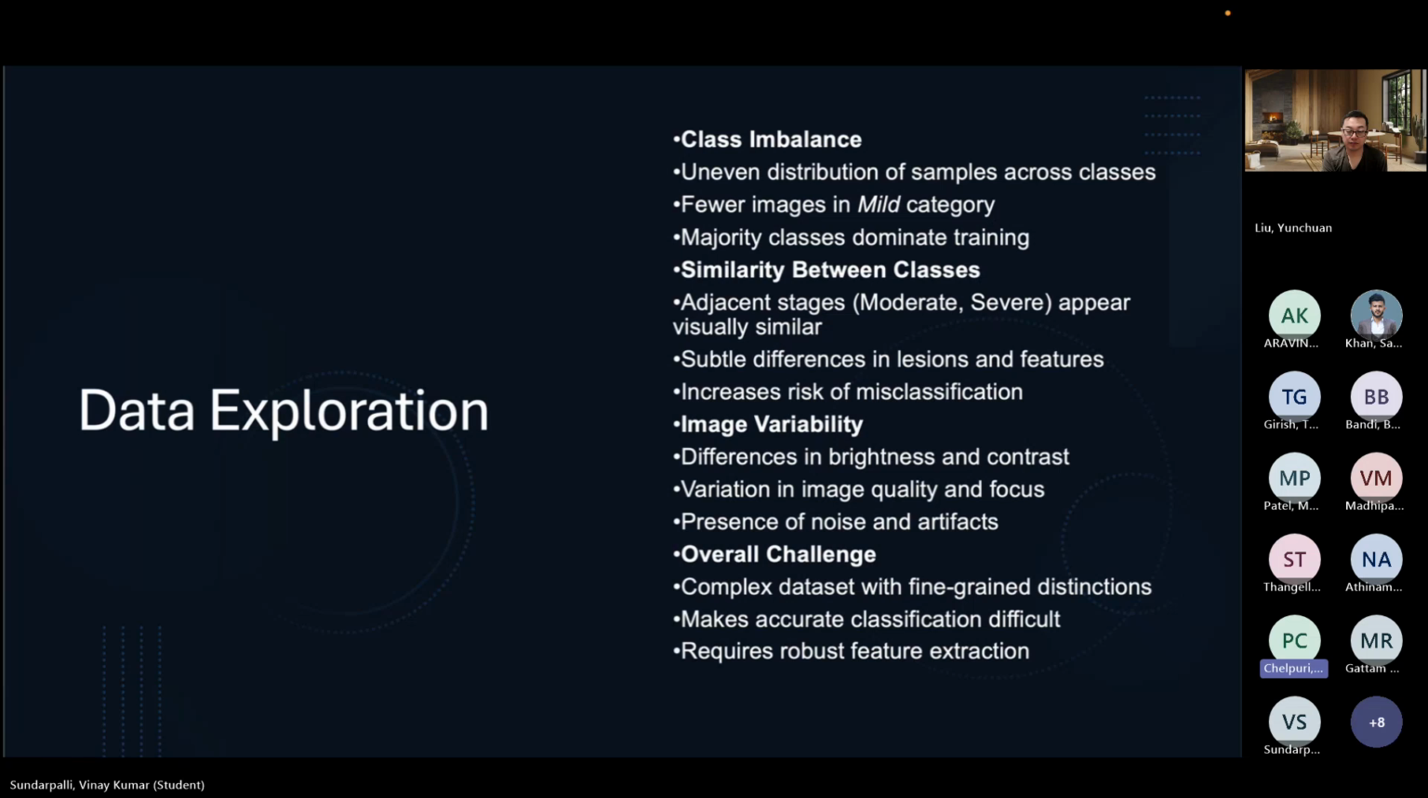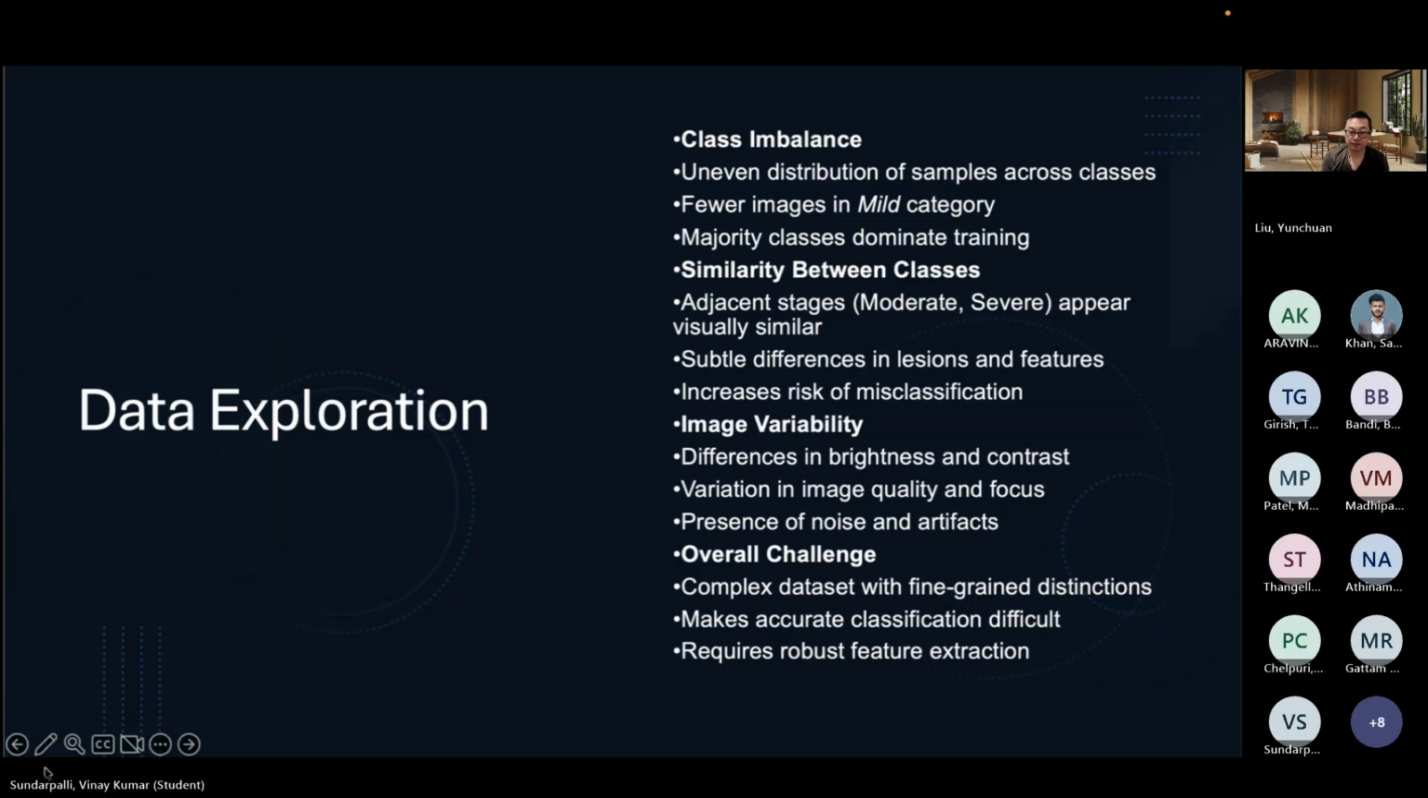For data exploration, before modeling, we did a thorough exploration and found 3 key challenges. First, a significant class imbalance: the mild category had fewer samples. Second, visual similarity between adjacent severity levels, especially moderate and severe, where the differences in lesions are quite subtle. And third, the images vary in brightness, contrast, and noise. Together, these challenges make this a genuinely hard classification problem.